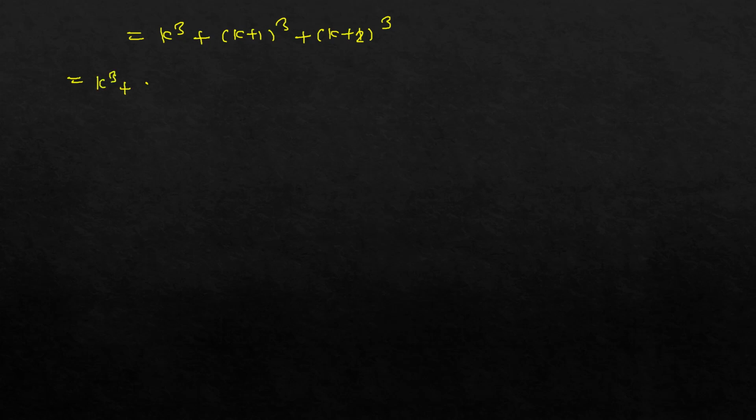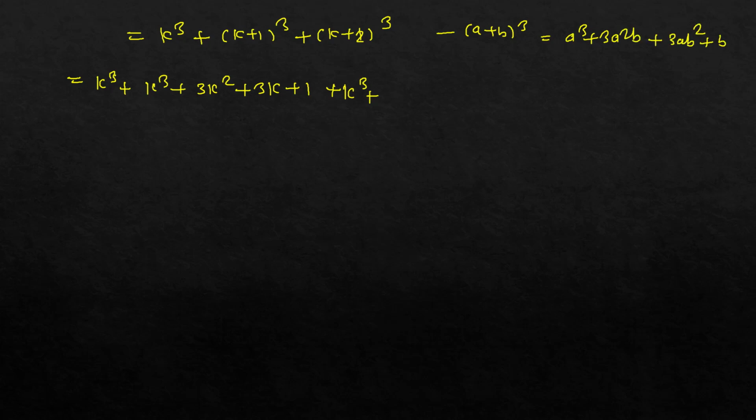Again use the same formula, a plus b whole cube: k cube plus 3k square plus 3k plus 1, now plus (k plus 2) cube. Which formula do we use here? That is a plus b whole cube. The formula is a cube plus 3a square b plus 3ab square plus b cube. Here the value of a is k and the value of b is 2. So k cube plus 3 into k square into 2, so we get 6k square, plus the next term 3ab square, so 3 into k, now 2 square means 4, 4 threes are 12, so we get 12k, and then plus b cube, which is 2 cube, equal to 8.